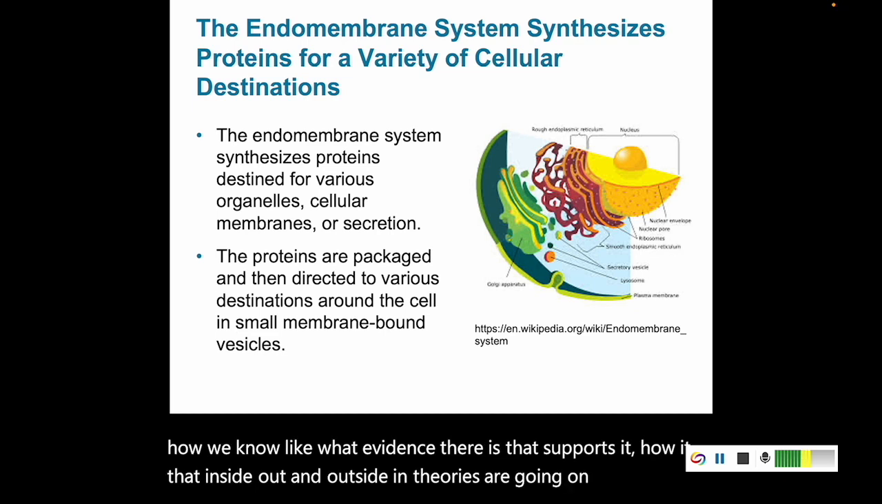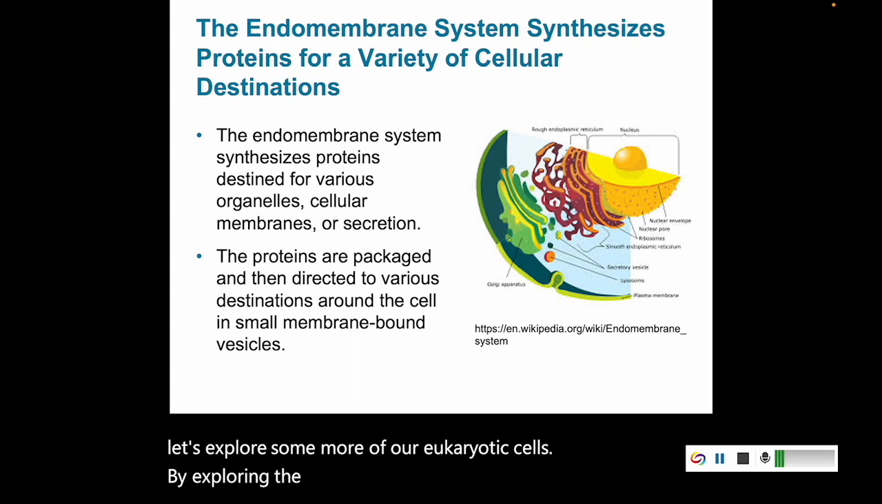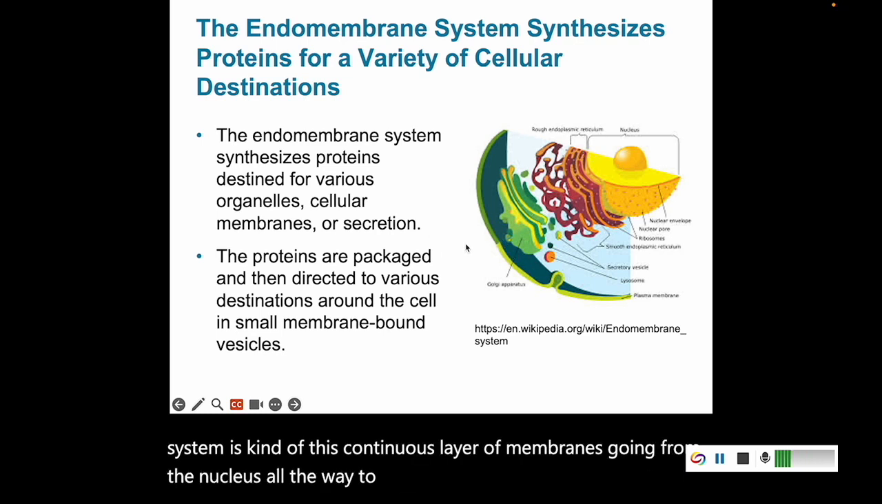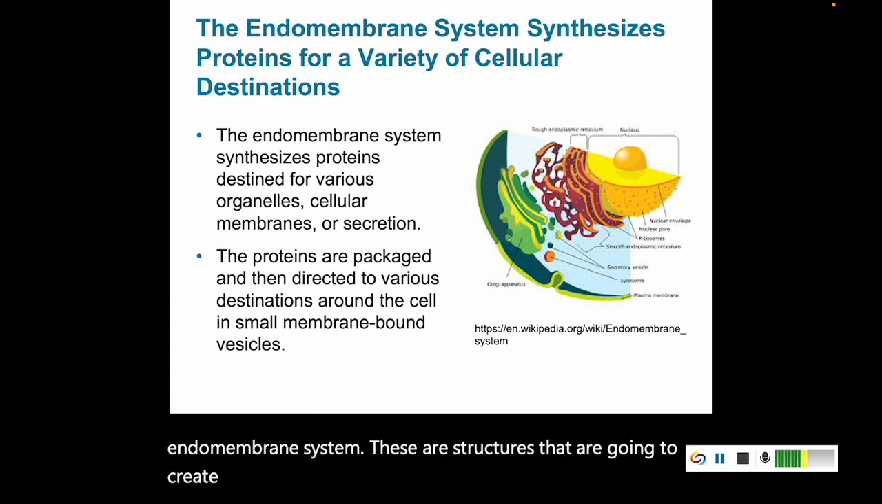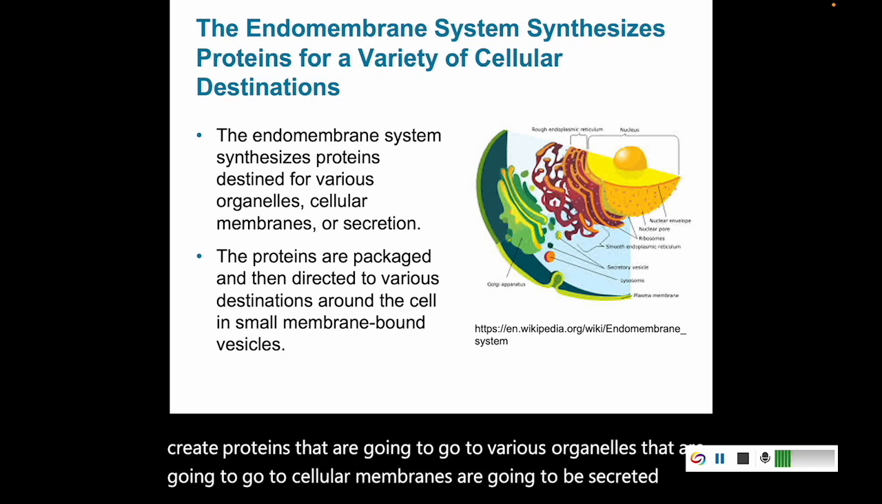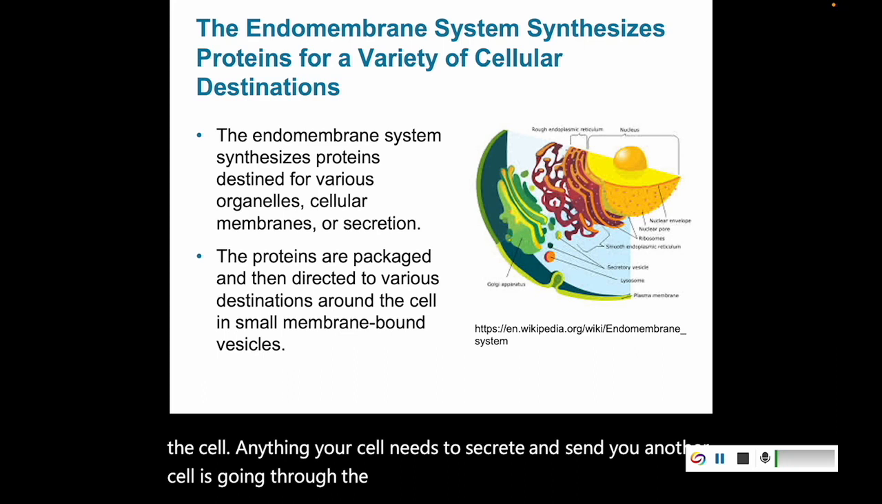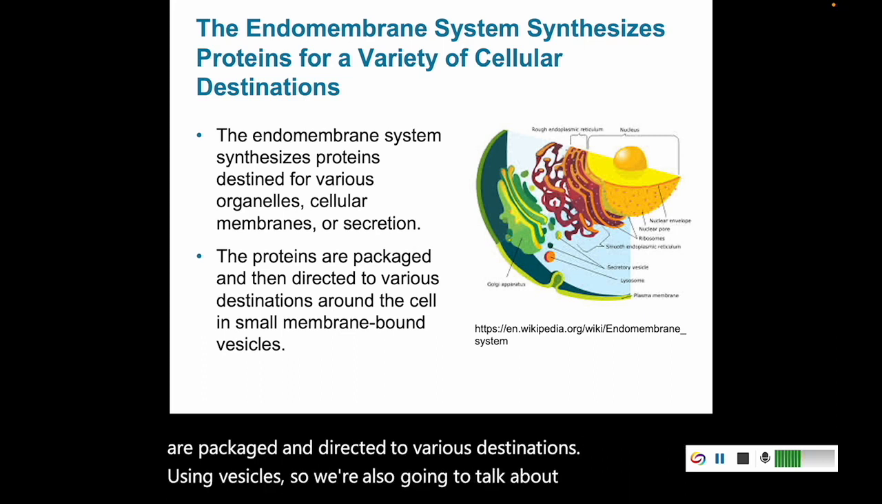Next, let's explore some more of our eukaryotic cells by exploring the endomembrane system. The endomembrane system is a continuous layer of membranes going from the nucleus all the way to the cell membrane. Within it, structures create proteins that are going to go to various organelles, to cellular membranes, or be secreted from the cell. Anything your cell needs to secrete and send to another cell goes through the endomembrane system. These proteins are packaged and directed to various destinations using vesicles. So we're also going to talk about vesicles within our endomembrane system.